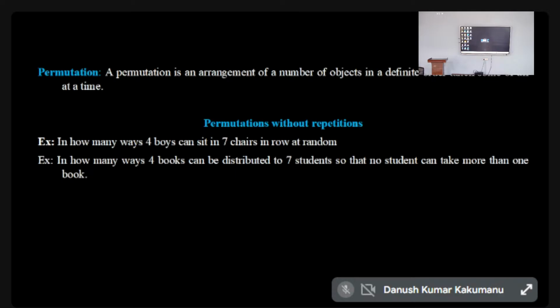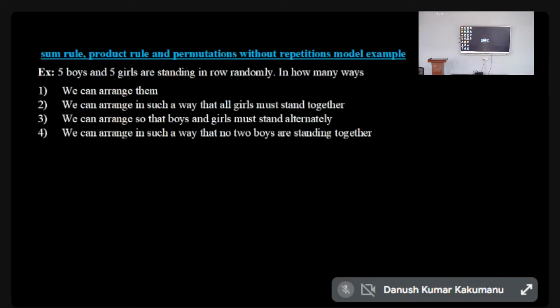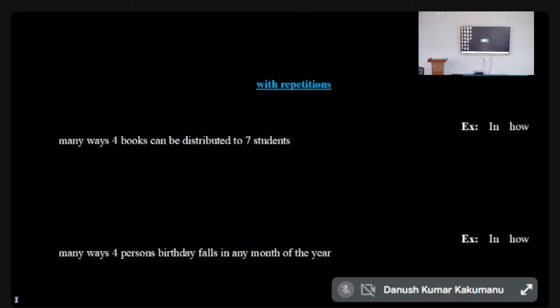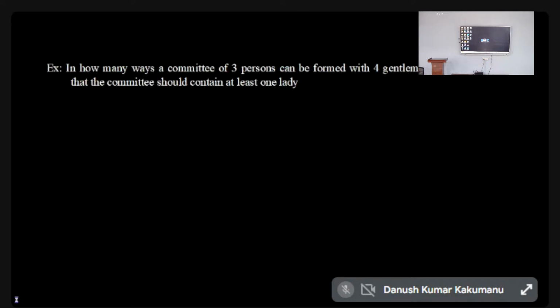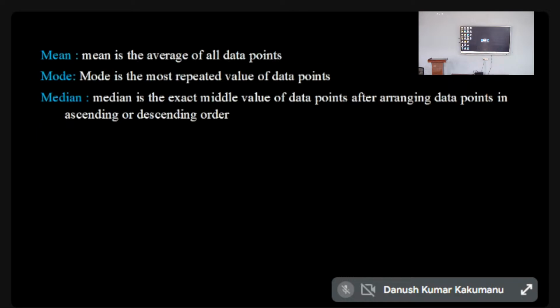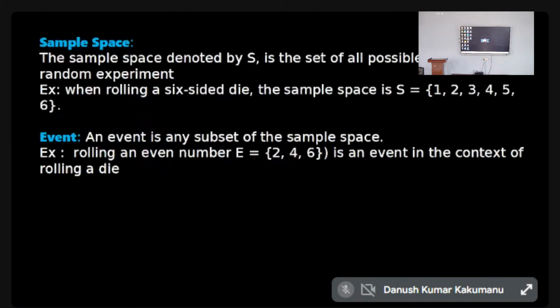In the morning session, basics of permutations were given to you. All these concepts we have already explained. What is permutation? What is combination, with some basics? Statistics I will give you later.